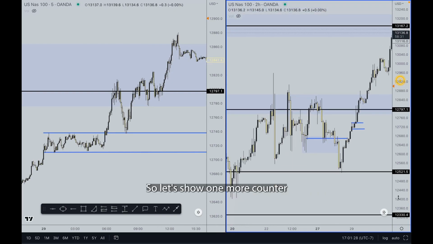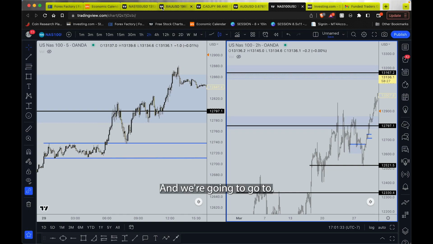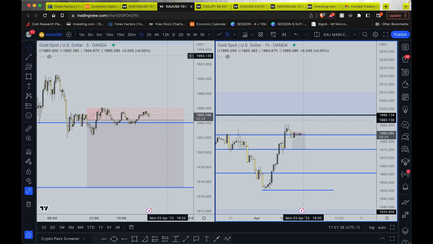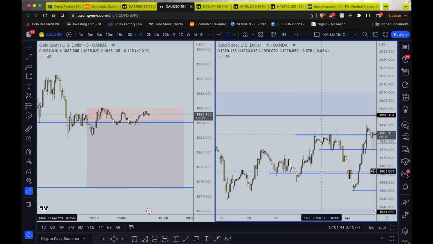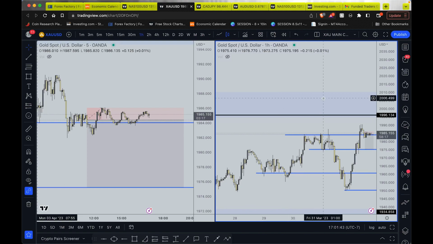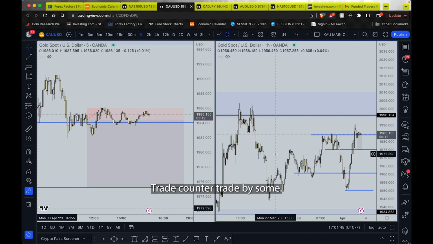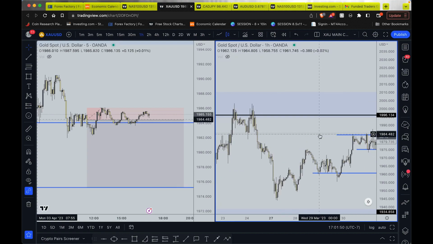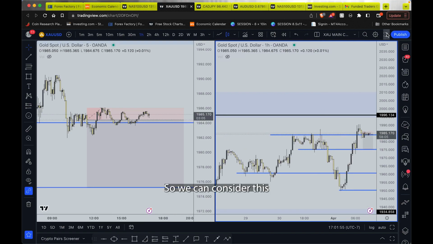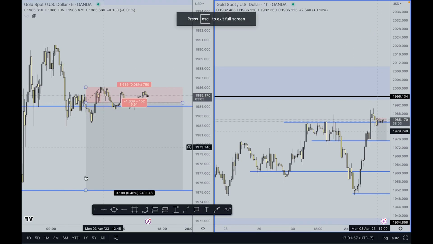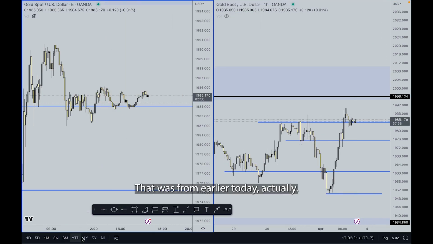So let's show one more counter trend trade for some buys and counter trend buys. And we're going to go to, let's look at gold here. Now let's find a good area where we could trade a counter trend buy setup. So we can consider this right here. I'm going to remove that risk to reward because that was from earlier today actually.